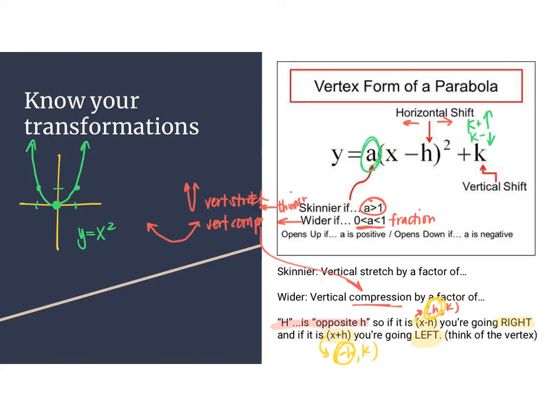Another thing that a will tell you is that the parabola will open up if a is positive, and the parabola will open down if a is negative. So just knowing how to look at the vertex form and tell all the transformations, so that you can take the parent function and know that it's shifted left, right, up, down, and flipped over.